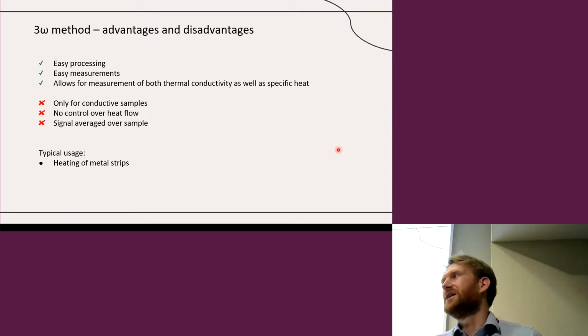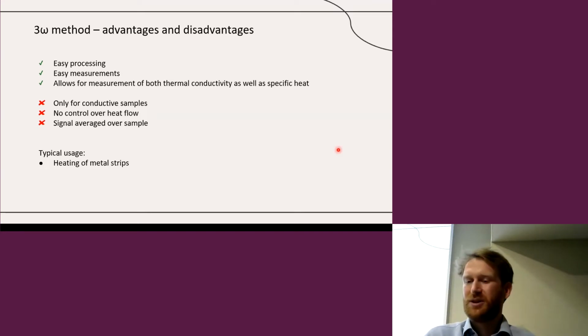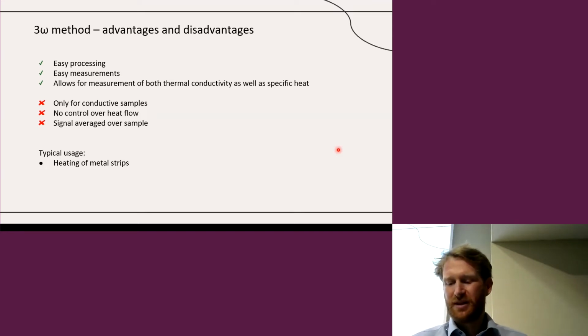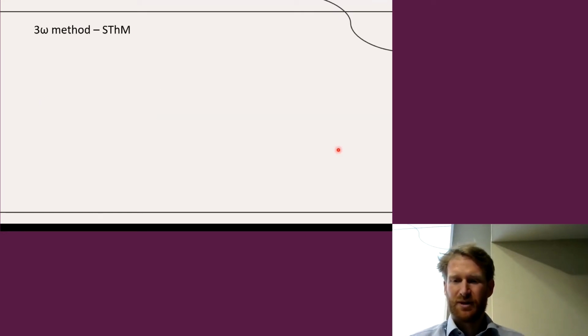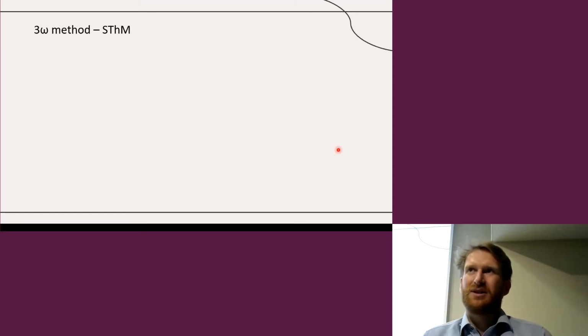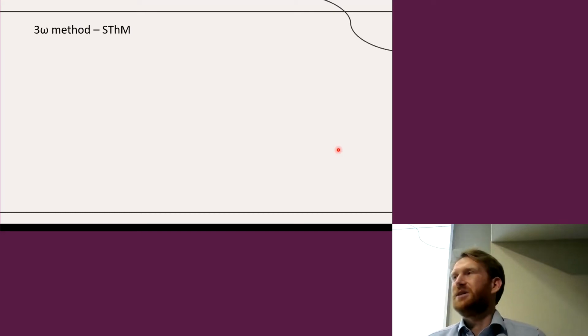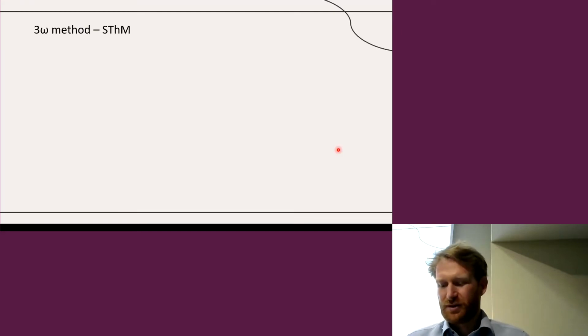These metal strips can then be used to monitor how much the layer underneath is warming up, but for that we've also seen some other techniques which will come by later. Or at least what you would like is homogeneously conductive samples. One other place where you see the Triomeca method still applied a little bit more is for scanning thermal microscopy.